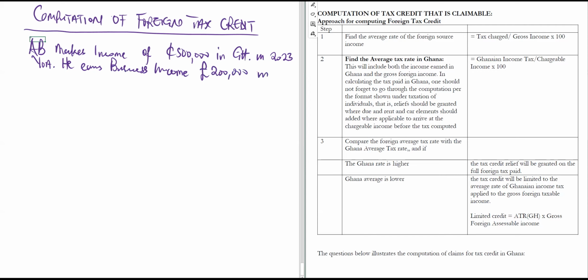That is 200,000 pounds in, let's just make it 20,000 pounds in the UK, right? In that same year, net of 10% tax, okay? So this 220,000 was net of 10% tax. Then we have the exchange rate, okay? Exchange rate being 15 cedis to £1, right? So that is it.